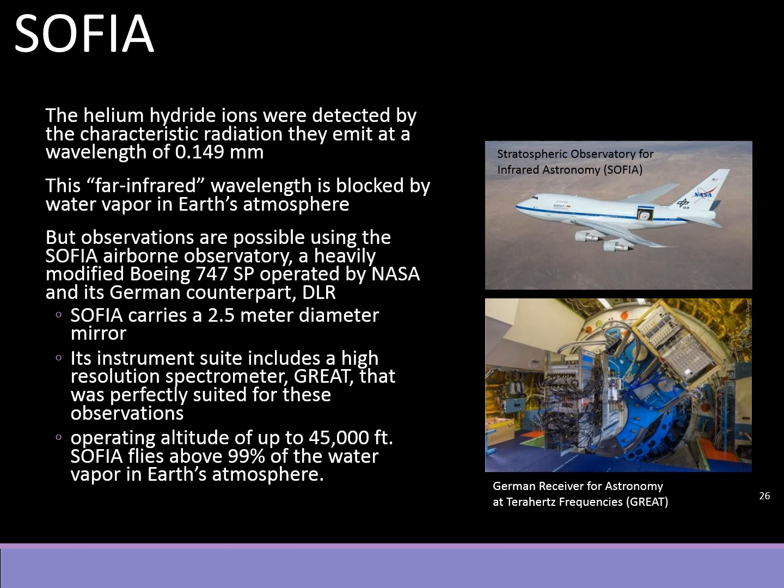So this has an IR component readily built in, and also you can add and remove modules as you feel like, because this is a mobile telescope which can be configured on the ground. Some things about SOFIA is that it carries a 2.5 meter diameter mirror inside for the telescope to function, and it operates at 45,000 feet. So SOFIA flies above 99% of the water vapor in the Earth's atmosphere.